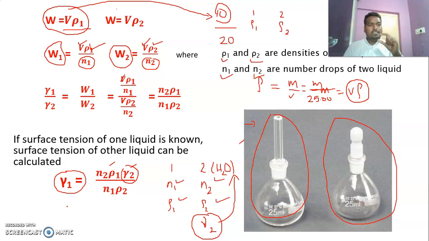Dear students, in this experiment we are going to use two instruments: the specific gravity bottle and the stalagmometer. The stalagmometer is used to identify the number of drops produced in each liquid, and the specific gravity bottle is used to measure the accurate volume of a liquid. If you know the volume and its mass, you can easily calculate density. So this is how we are going to calculate the surface tension of a liquid by using the stalagmometer.